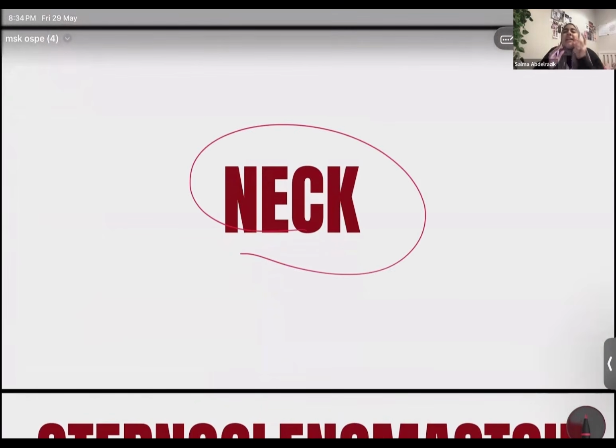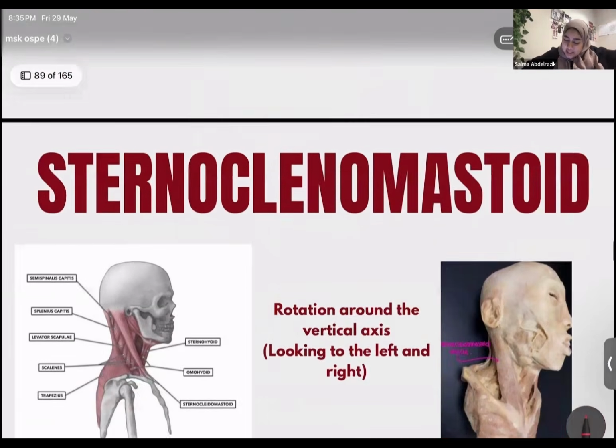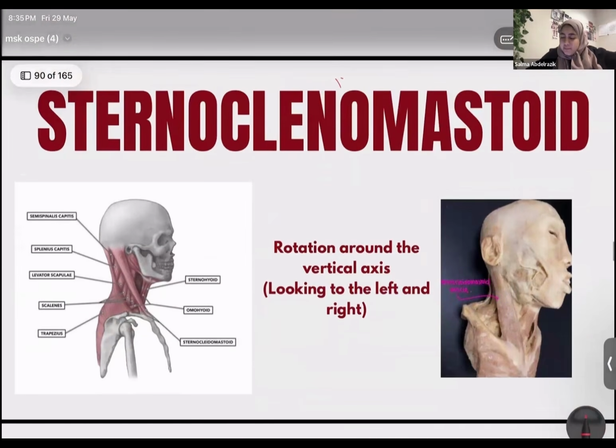Now neck. Neck is so beautiful and so cute, guys. There's only one muscle that you need to know. It's the easiest muscle you'll ever take through the whole medicine journey. Sternocleidomastoid. Sternum, clavicle, and mastoid. It's basically rotation around the vertical axis.